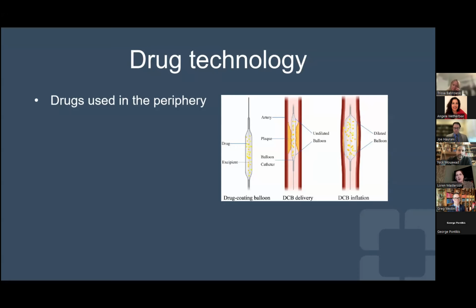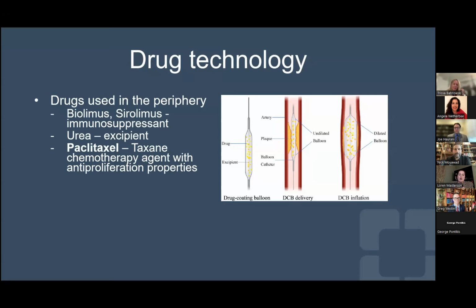The drugs used in the periphery, this has been going on in the coronary world for 50 years at this point. Originally, these started with everolimus or sirolimus, which are immunosuppressants. Many of the balloons will have some sort of an excipient on it to allow the drug to dilute and penetrate better. Urea is a really common one that's used these days. The most common drug we see on these balloons now is paclitaxel. It's a taxane chemotherapy agent with some anti-proliferative properties.